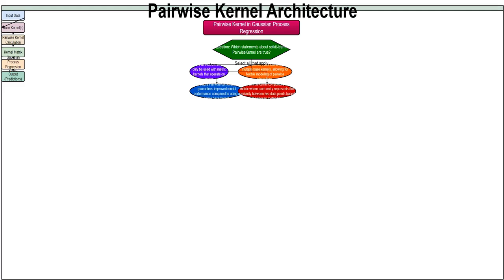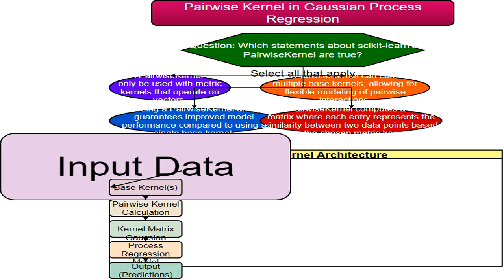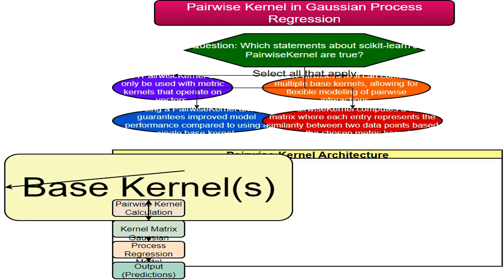This helps visualize the process. It's like a machine with inputs, a processing unit, PairwiseKernel, and an output. This is the data we feed into the machine. This could be anything the chosen kernel can handle. These are the formulas that define how we measure similarity between data points. The PairwiseKernel takes one or more of these.